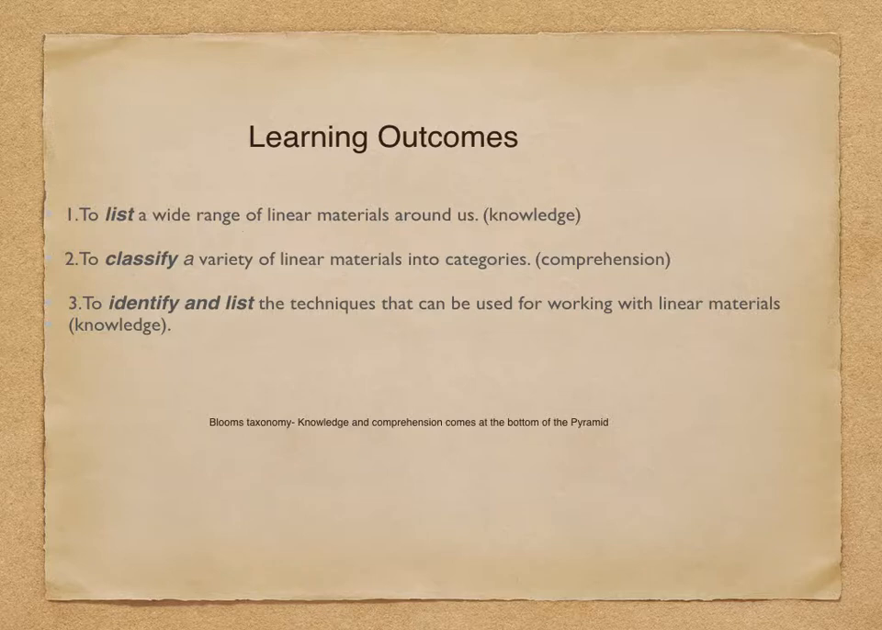And as you can see, as far as Bloom's taxonomy is concerned, learning outcome number one and learning outcome number three fall into the category of knowledge, and learning outcome number two falls into the category of comprehension.